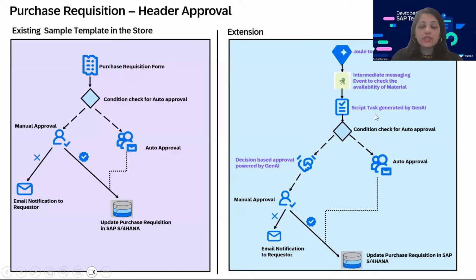We then have introduced a script task powered by GenAI where the scripting is done without you having to write the code. Later on, based on the condition, again there is an auto approval or a manual approval in place. For the manual approval, we will introduce a decision before the manual approval to decide who should be the approver. This is again done via the GenAI capabilities. Once the approval is done, it again follows the natural path. It will go into SAP S/4HANA and create the purchase requisition.